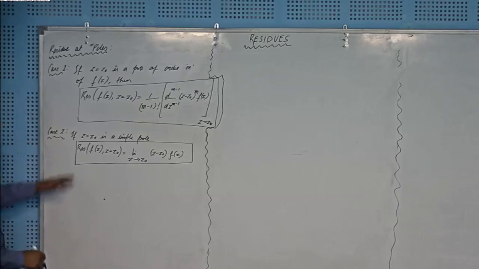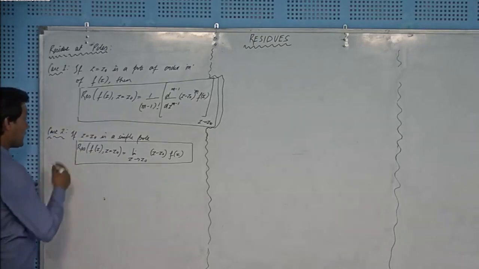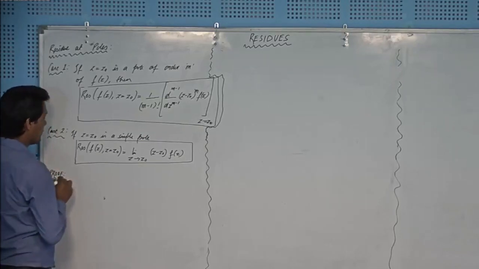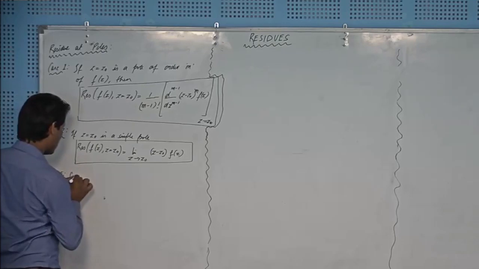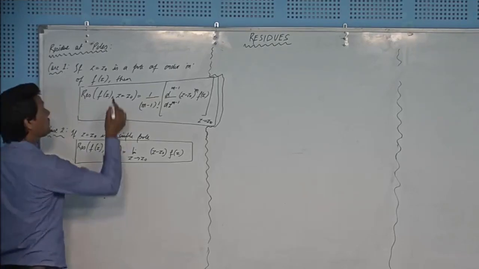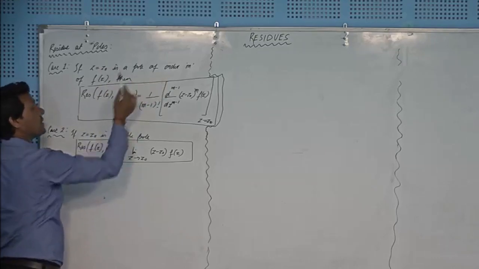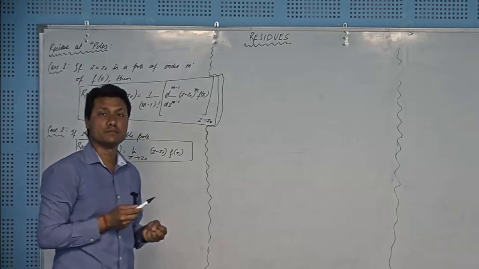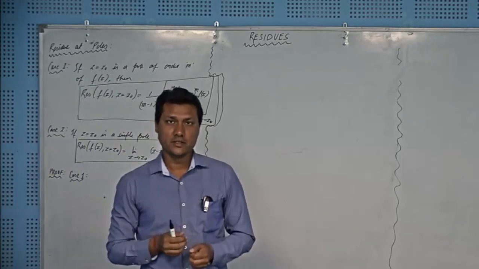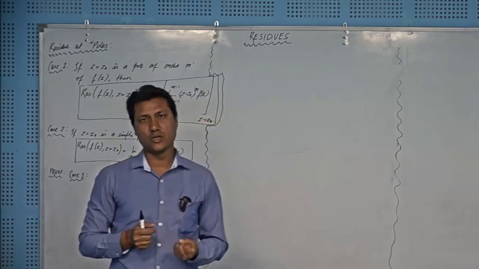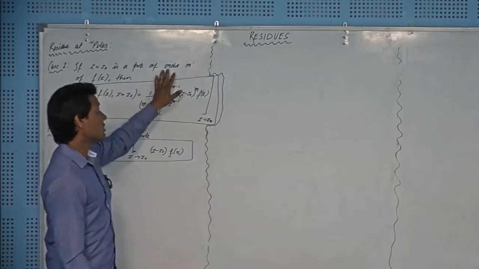And I will derive these formulas first with the help of that Laurent expansion, right? So case 1, proof for case 1. Since you know that z equal to z naught is a pole of order m, it indicates that the maximum negative power of z minus z naught is m, right? If you expand your function in powers of z minus z naught, the maximum negative power of z minus z naught will be m, because the pole has order m, right?